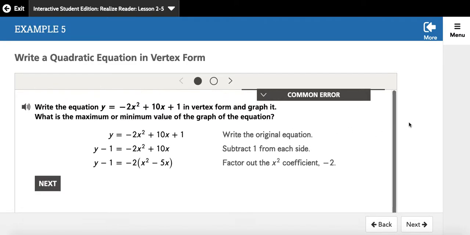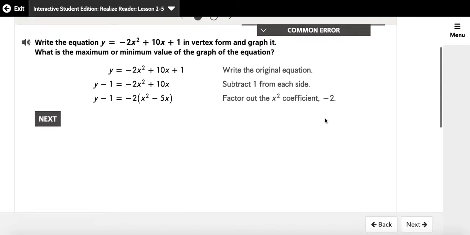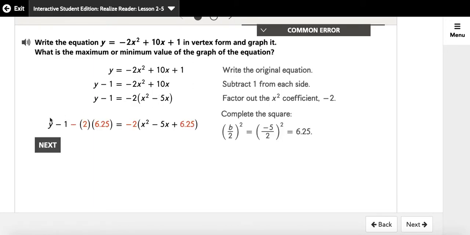First, we write the original equation. We're going to subtract 1 from each side to get y minus 1 equals negative 2x squared plus 10x. We're going to factor out a negative 2 so that we can get x squared minus 5x. Now that we have x squared minus 5x, we're going to focus on this part right here, and we're going to complete the square.